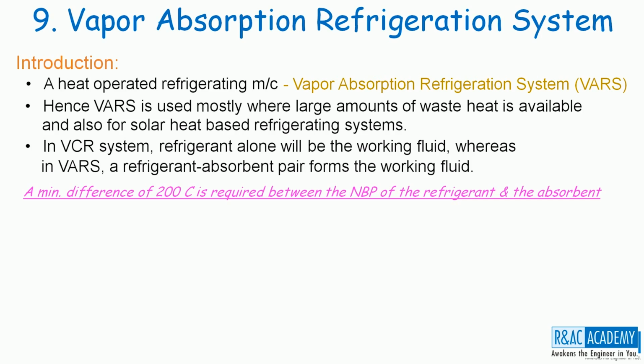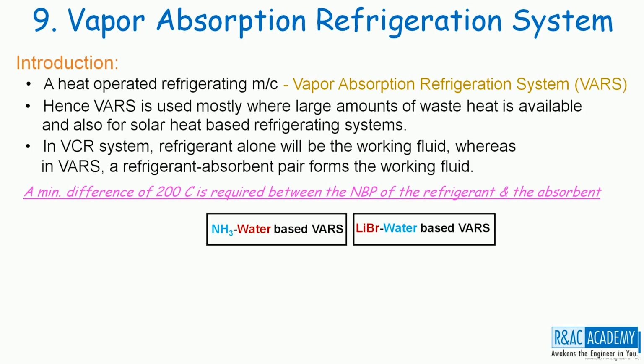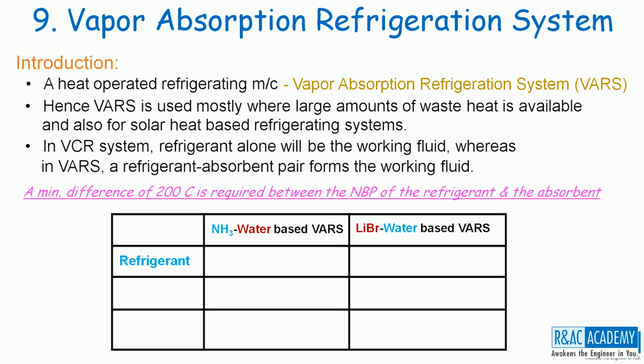The popular vapor absorption refrigeration systems available in the market are the ammonia-based vapor absorption refrigeration system and the lithium bromide-based vapor absorption refrigeration system. Let us look at very high-level details of these two systems. Let us start with the refrigerant. For ammonia-based systems, the refrigerant is ammonia, while water is the refrigerant for the lithium bromide-based system.